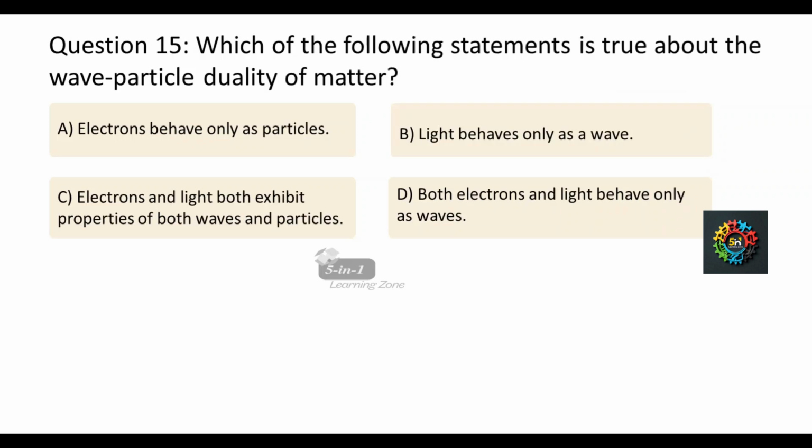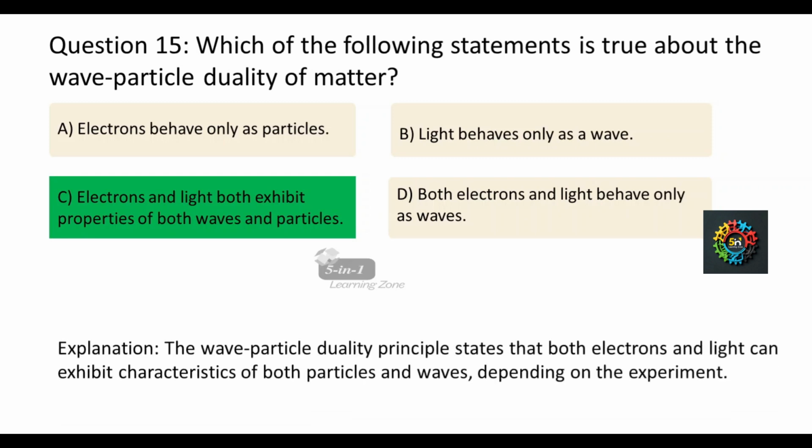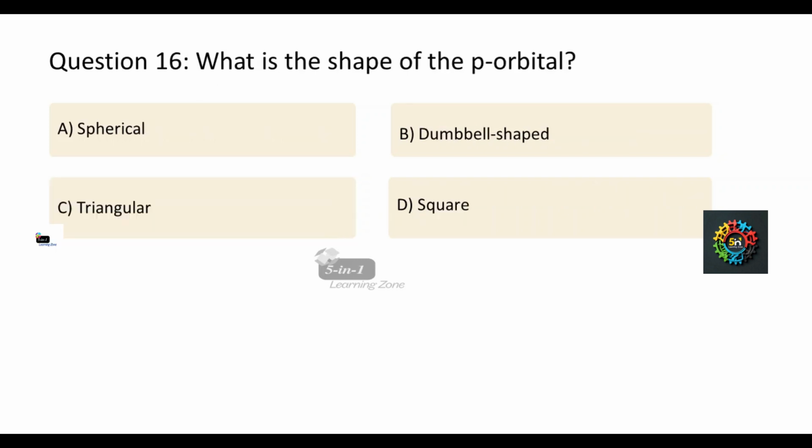15. Which of the following statements is true about the wave-particle duality of matter? Answer: C. Electrons and light both exhibit properties of both waves and particles. Explanation: the wave-particle duality principle states that both electrons and light can exhibit characteristics of both particles and waves depending on the experiment. 16. What is the shape of the p orbital?